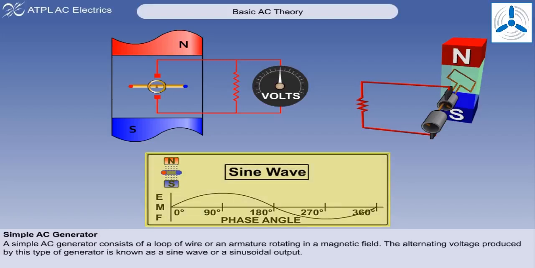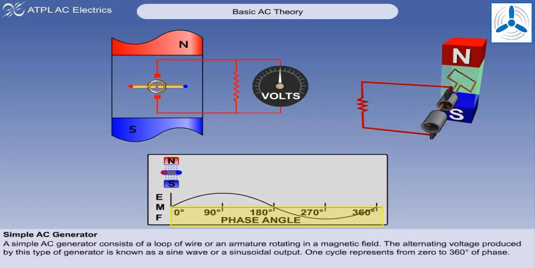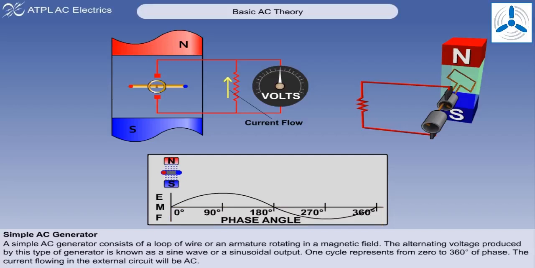The alternating voltage produced by this type of generator is known as a sine wave or a sinusoidal output. A sine wave can be given an angular notation called phase. One cycle represents from 0 to 360 degrees of phase. The current flowing in the external circuit will be an alternating current, or AC. That is to say, the current will first flow one way, then change direction and flow the opposite way as the polarity of the induced EMF changes.